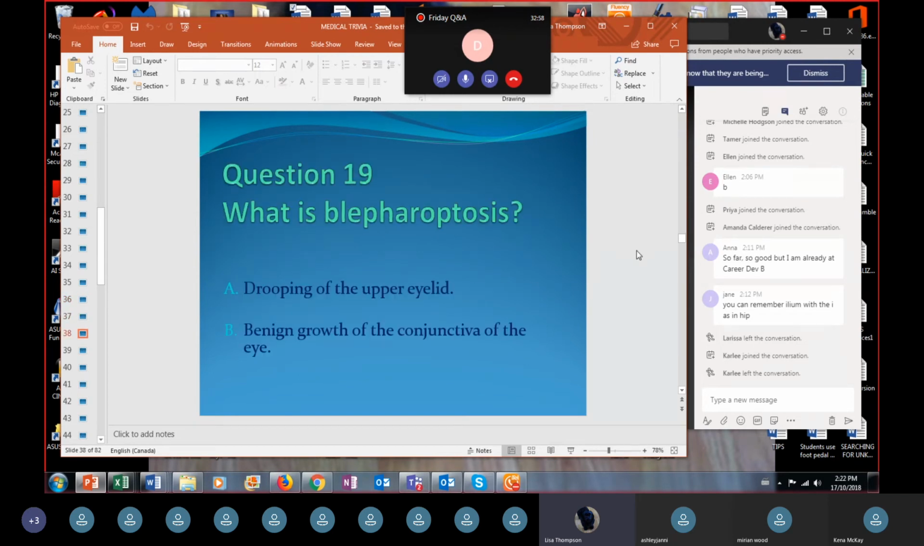Okay? Question 19. Boys, I'm picking some wild words. What is blepharoptosis? Oh my, I murdered that word. Sorry, everybody. Is it drooping of the upper eyelid or benign growth of the conjunctiva of the eye?